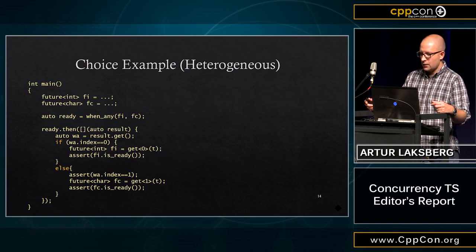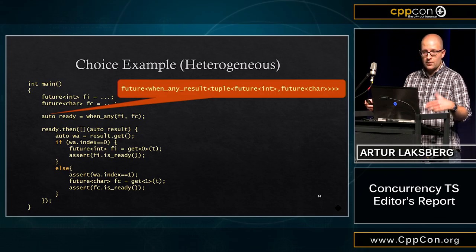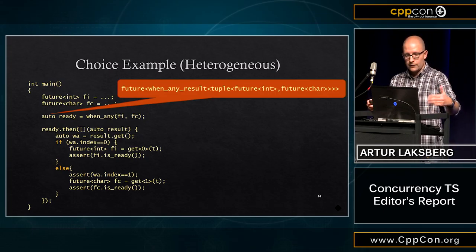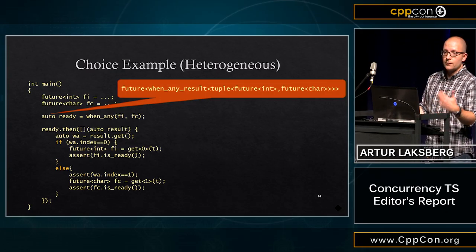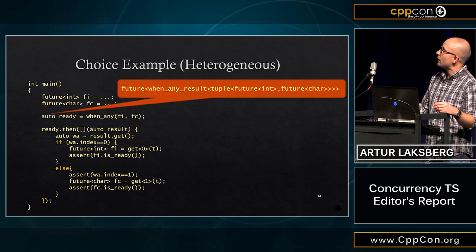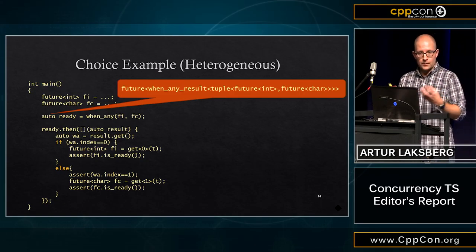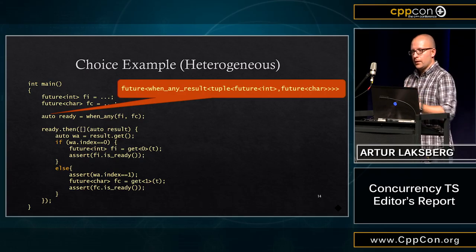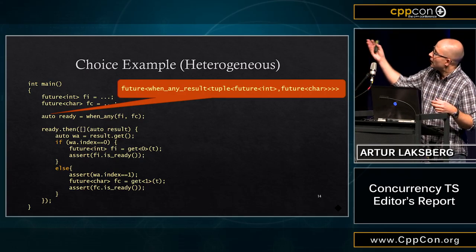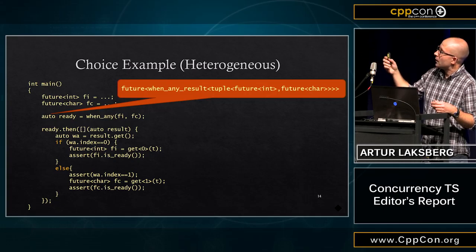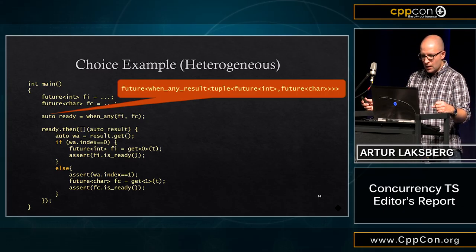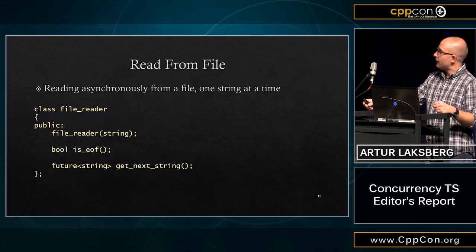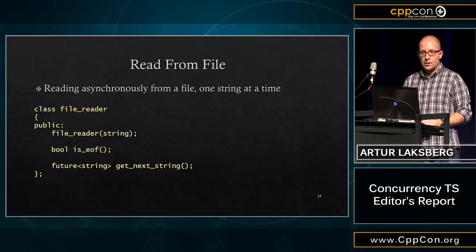And finally, this heterogeneous example gets even more complicated. Now the return type is a future of a when any result of a tuple of a future of int and a future of char. Consuming this is also straightforward, with the exception that you cannot use the index, which is a runtime variable, to index into the tuple, right? That's why I'm using an if statement here. If the index is 0, then I'm going to use the get of 0 free function to extract that value out of the tuple.